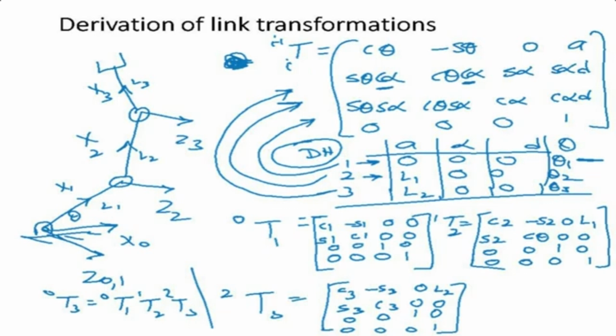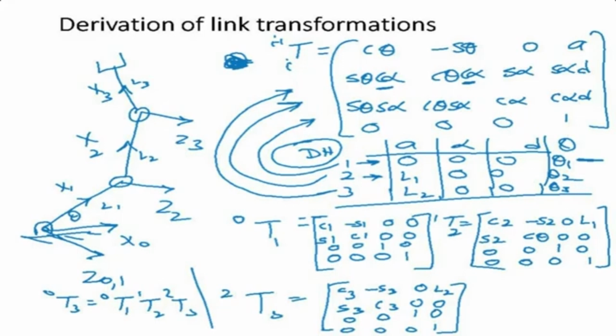Now let's make the DH parameter table for this manipulator. I had done it in the last class. The DH parameter table for this manipulator has columns a, alpha, d, theta, and rows for joints 1, 2, 3. The first joint is 0, 0, 0. Please look at the previous lecture where I derived this and explained very clearly how we find this.